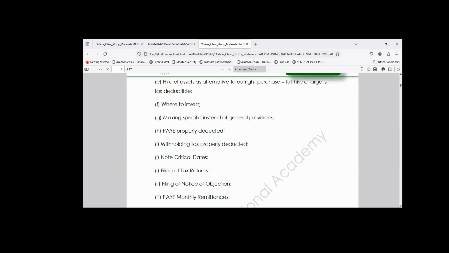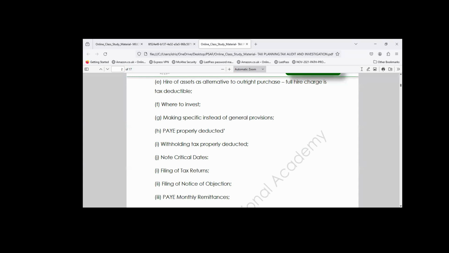Secondly, part of the checklist, withholding tax deducted properly. In your checklist, you must state it clearly that withholding tax must be deducted on all the invoices you receive from your vendors. You must deduct withholding tax appropriately.